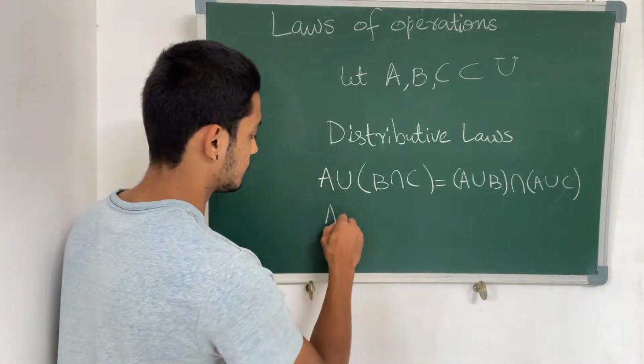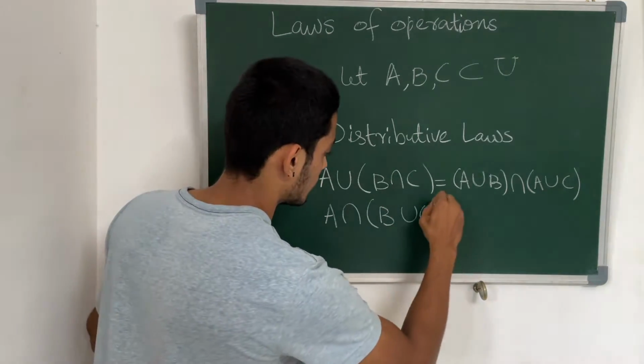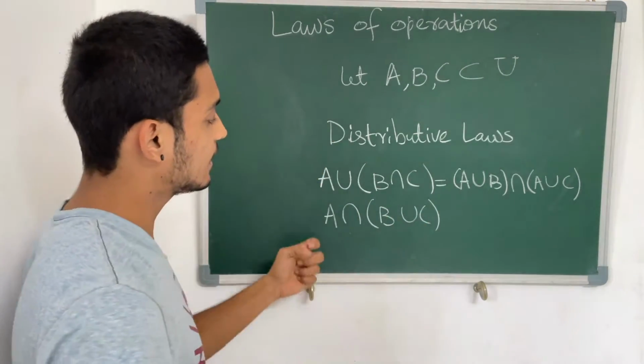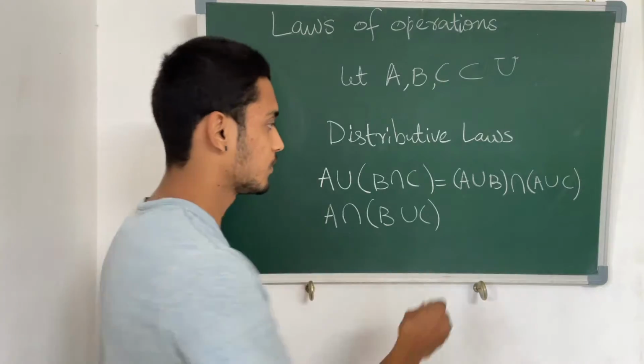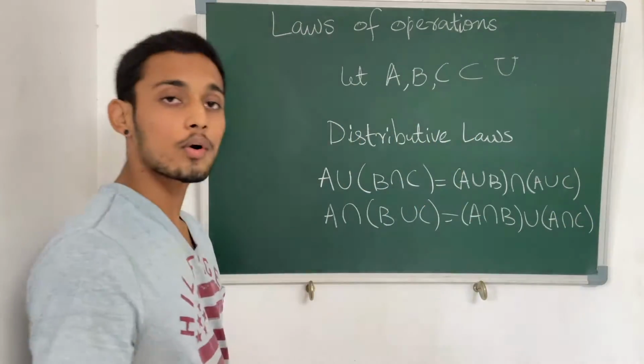So let us see how. A intersection with B union C. So we say that intersection distributes over union. So what it means is, that's it. This is what it means.